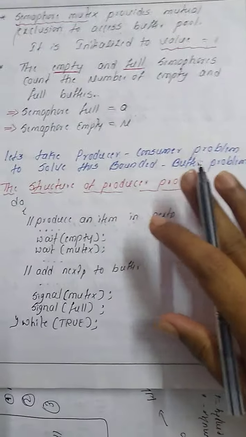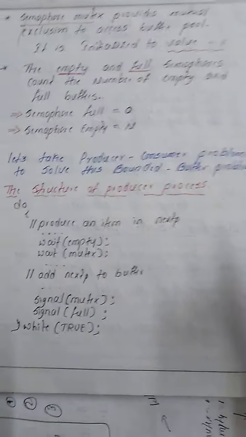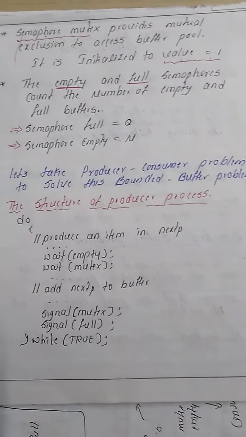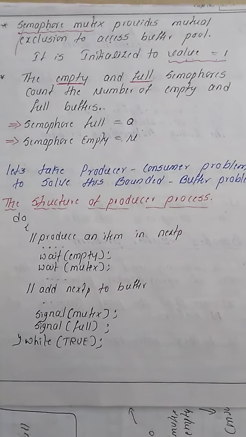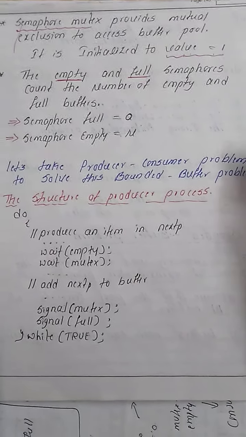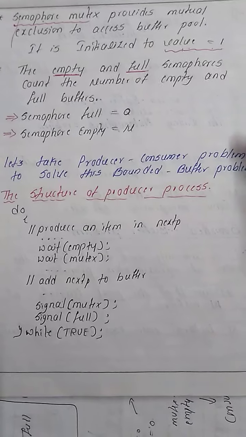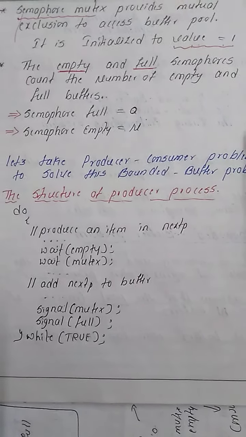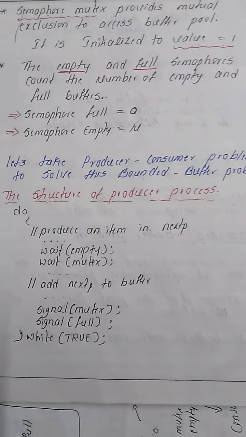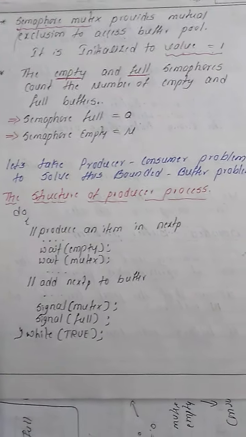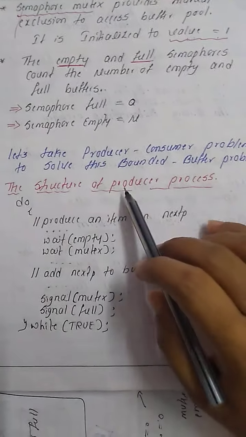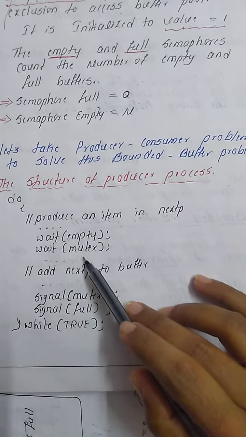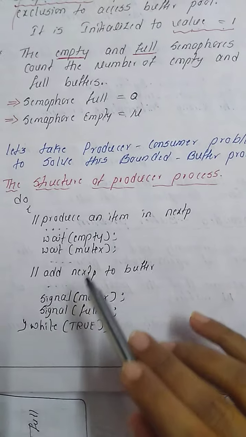To solve this bounded buffer problem, I am taking the producer consumer problem. I already explained the meaning of producer and consumer. Producer will produce an item in the buffer and consumer will consume the item from the buffer. The problem is that the consumer cannot consume an item which is not yet produced. You can see the structure of the producer consumer. Again I repeat, you will understand this code only if you check the previous session on semaphores.